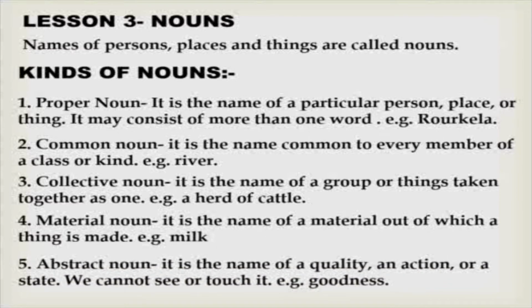Then comes abstract noun. It is the name of a quality, an action or a state. Now, abstract nouns are those which we cannot see or touch. Example, goodness.